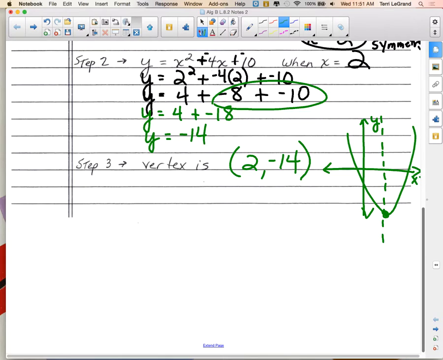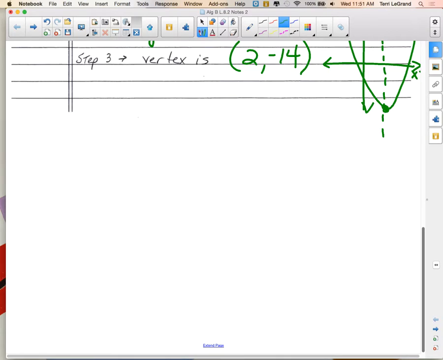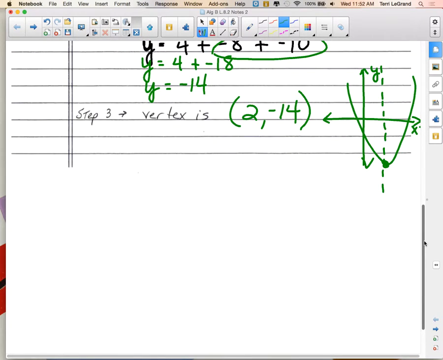We know something else. How many zeros is it going to have? 2. Why? Because the vertex is below the x-axis, and it's opening up, so it's got to cross in two places, doesn't it? It has to. So it would have 2 zeros. Isn't that nice? I don't know if that's exactly where they would be, but we know that there should be 2 zeros to this function.